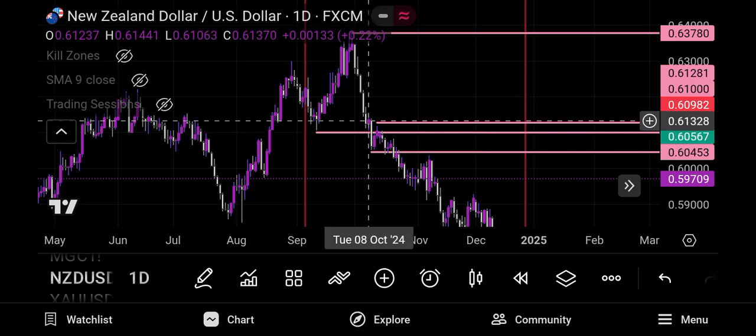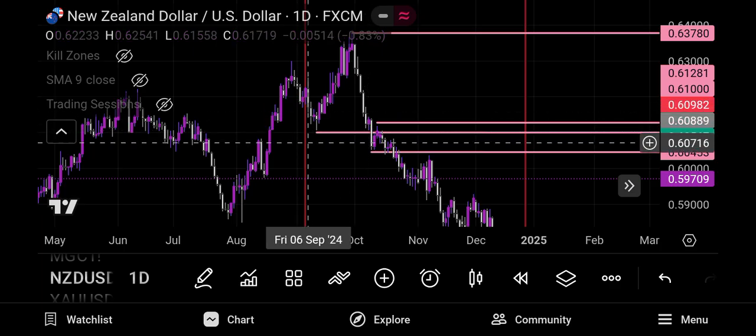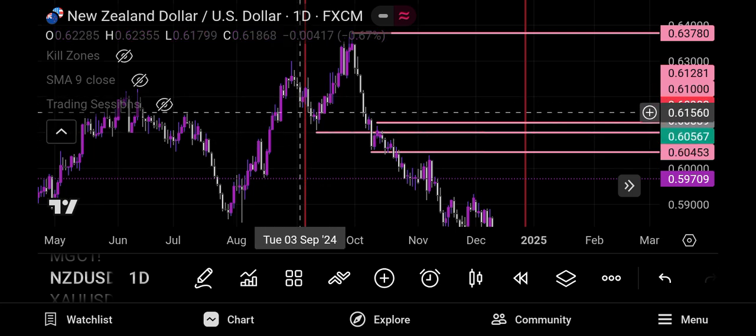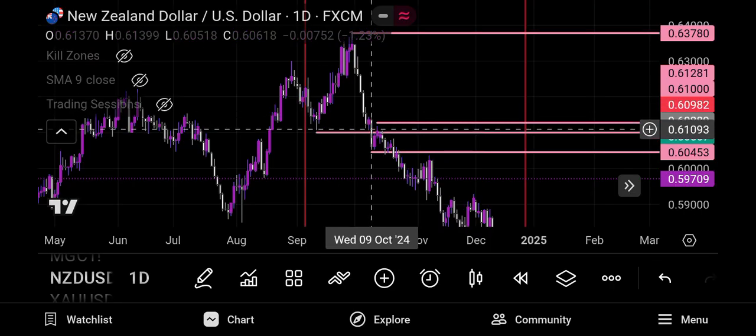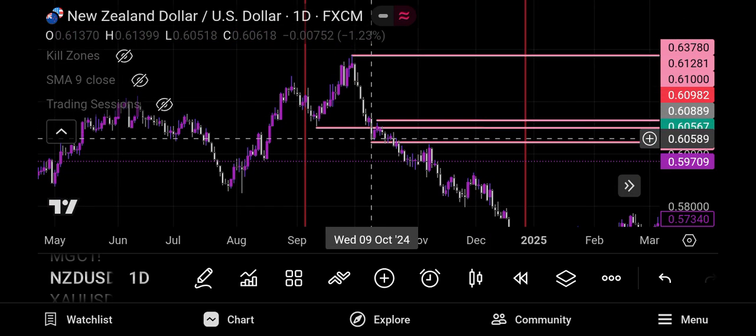You get me? This is our higher low. It must not close below this or the trend will change. What did we do? We closed below it. And what happened? The trend changed.